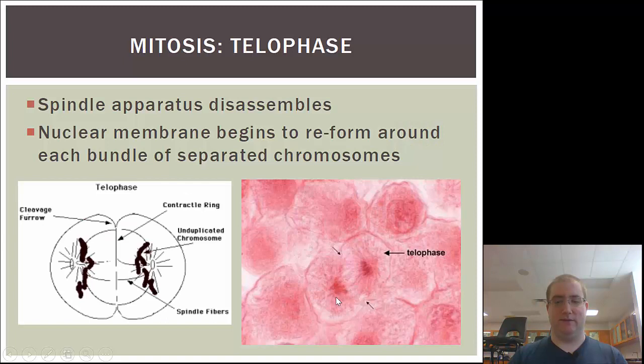And then in telophase, we can see that the DNA is starting to decondense, the nucleus is starting to reform, the cleavage is beginning, so cytokinesis is beginning, and we can see that the process of actually separating that DNA has been completed, and the spindle fibers are starting to disappear.